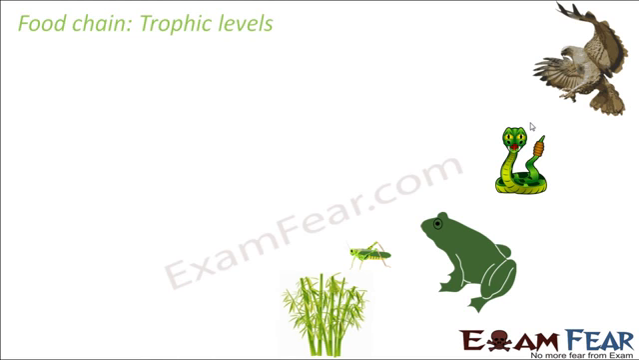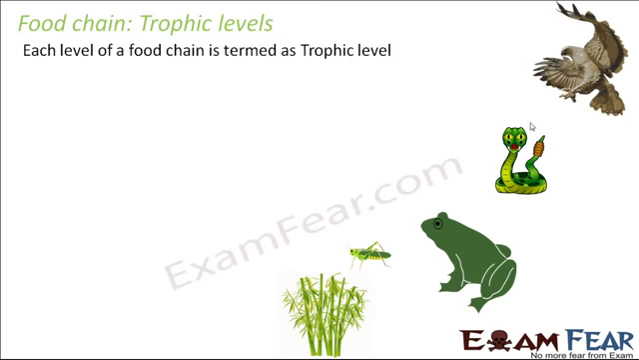So now we will introduce trophic levels. When we talk about a food chain, each level is indicated as a trophic level. And why are we doing all this? So that understanding the concept of energy flow becomes easier. So what is a trophic level? Each level of a food chain is termed as a trophic level. That is a terminology which has been associated with a particular level of a food chain. So when I say that a food chain involves 3 steps, we basically mean that there are 3 trophic levels involved in that food chain.